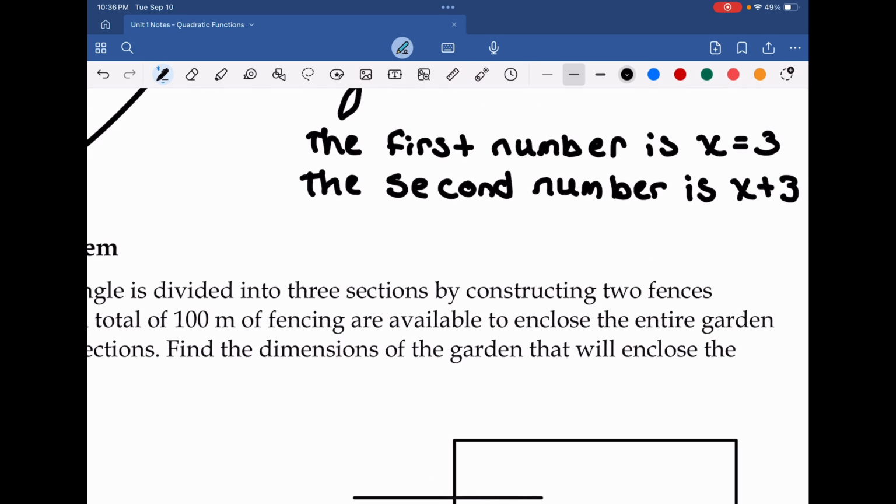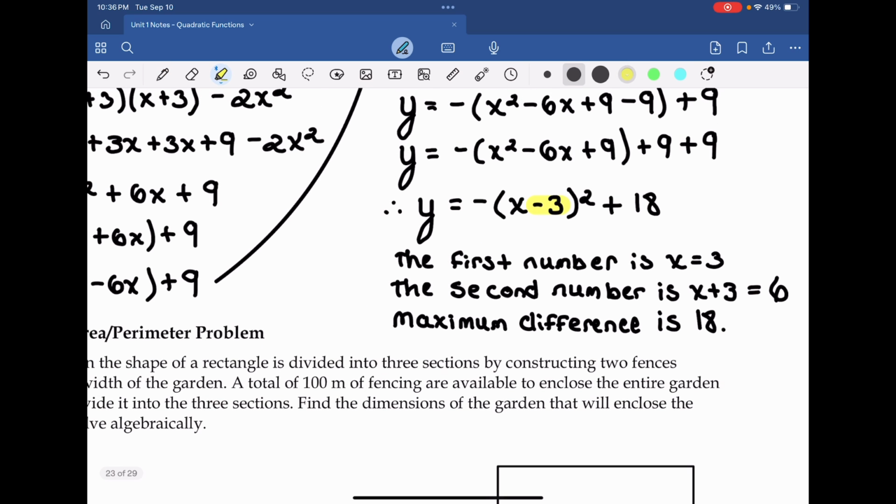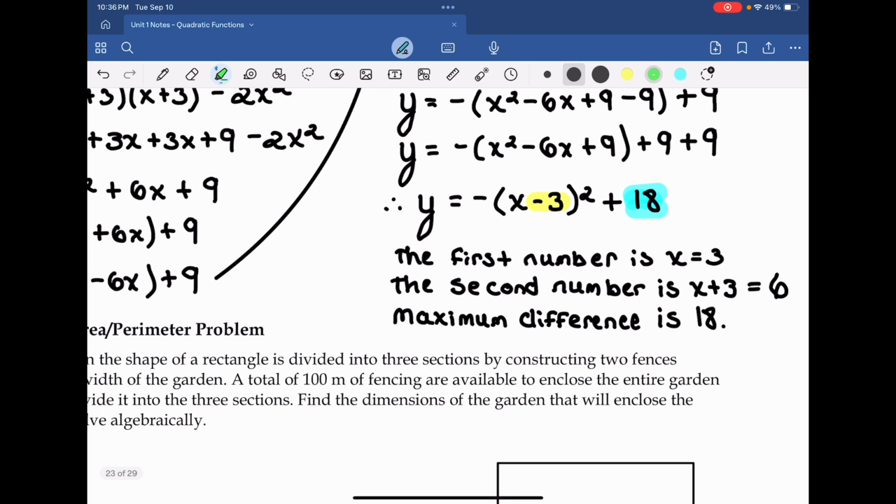So I'm going to go down here and say the maximum difference is 18. So maximum or minimum, depending on which problem it is, it will always be this outside number, or the Q value, which represents this constant term on the outside that is not connected to the x here. All right, and then this would all come together to make our solution. First number is 3, second number is x plus 3 equals 6. Maximum difference between those two that could exist is 18.